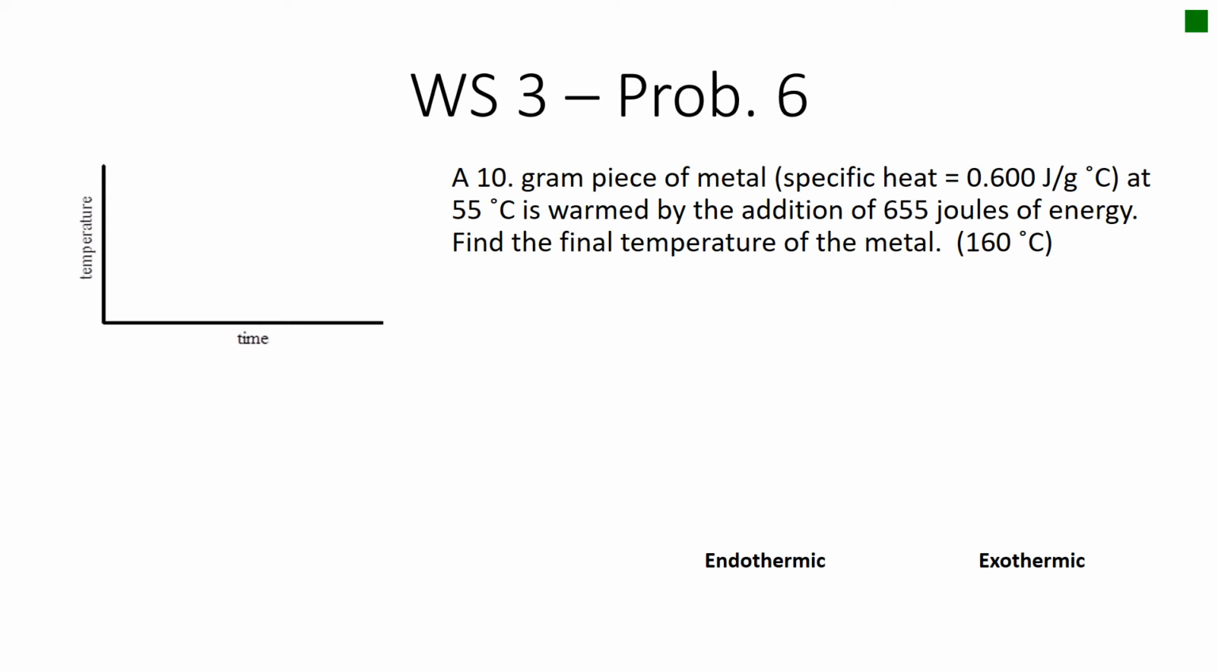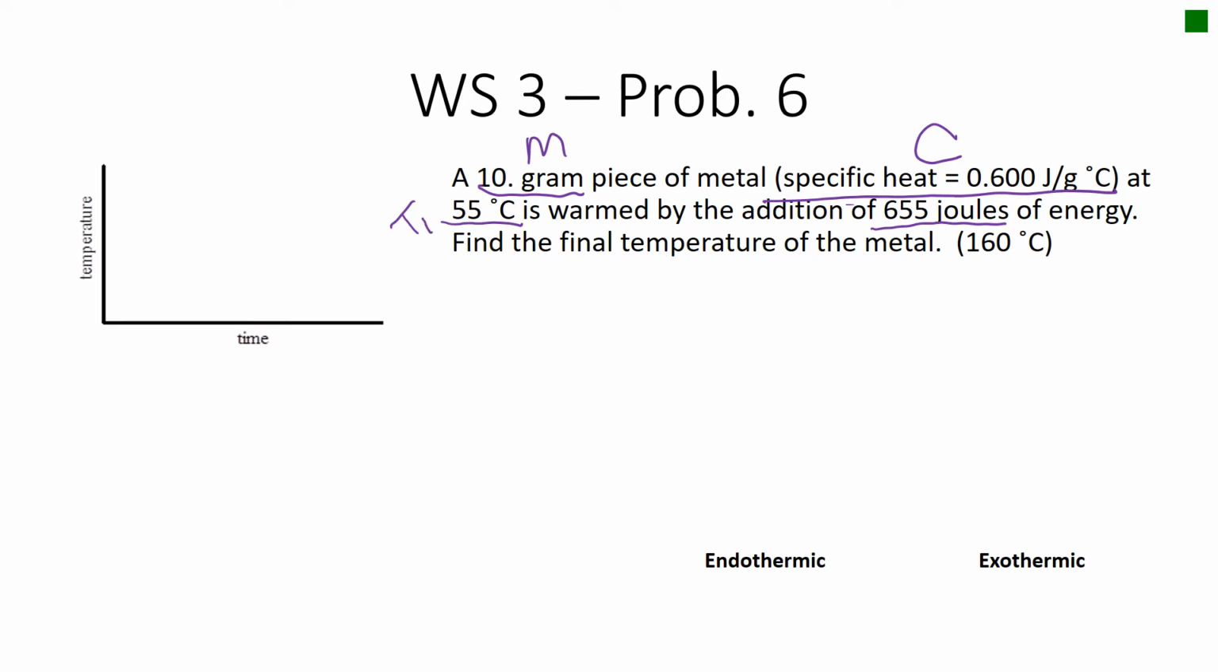All right, this is worksheet 3, problem 6. A 10-gram piece of metal, so from that I know already that that's its M for mass. A piece of metal with a specific heat, so it even tells me my specific heat, that's C. At 55 degrees, so that's a T, is warmed up by an addition of 655 joules of energy.